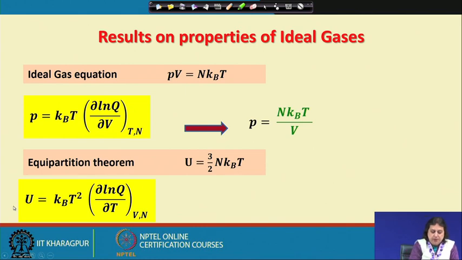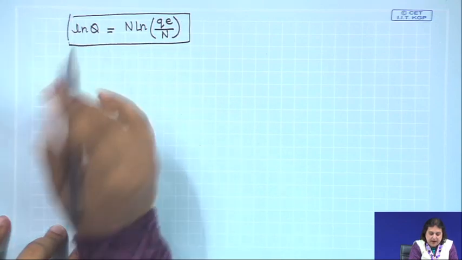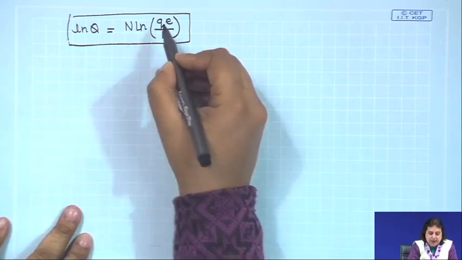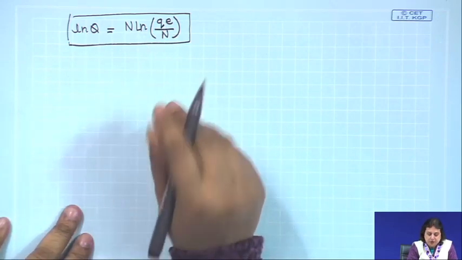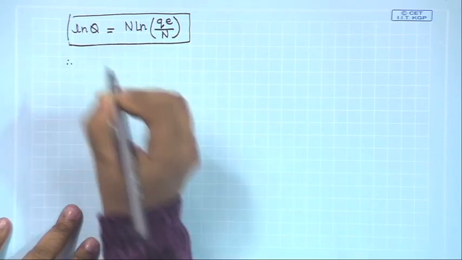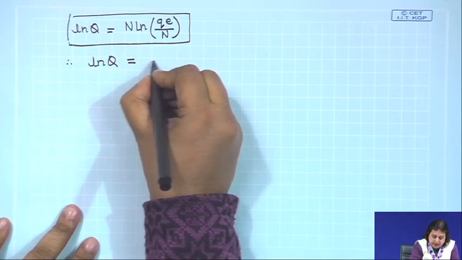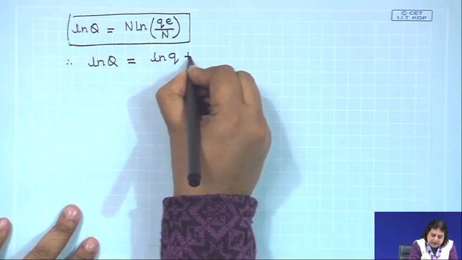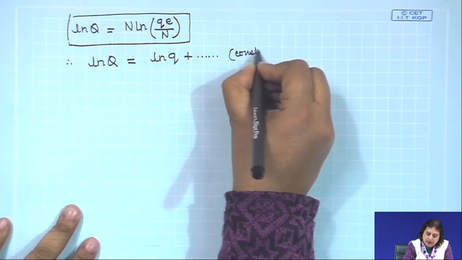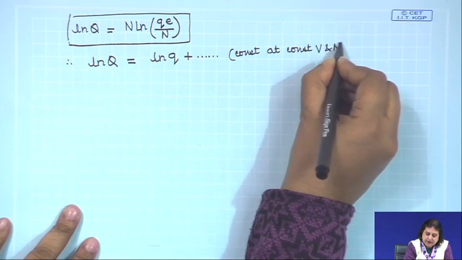Now, when I look back at the expression that I have written down for ln q, I need to find the temperature dependent part, and the rest of the part should remain constant at a given n and V. So, here I can write that ln Q depends on ln small q plus some other terms which are constant at constant volume and number of particles.